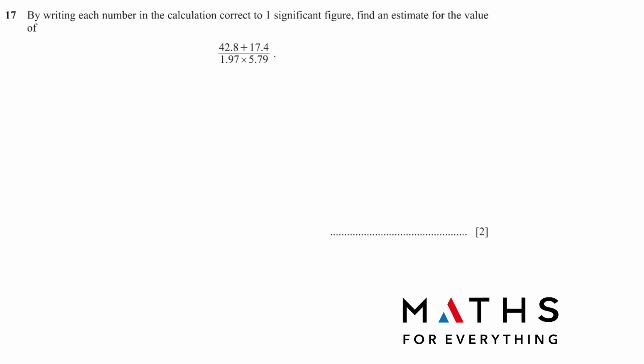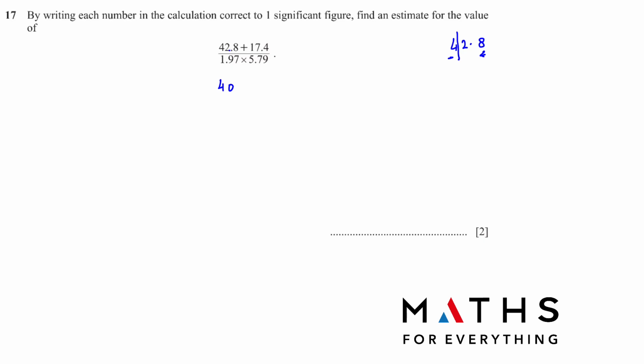Question number 17. By writing each number in the calculation correct to one significant figure, find an estimate for the value. Here we want the first significant figure. So we have the first number 42.8. We ignore every number. We look at the first number and the number after it. The number after it is 2. If the number is less than 5, we leave the first number as it is, and in place of the other number, we are going to put a 0. So we'll get 40.